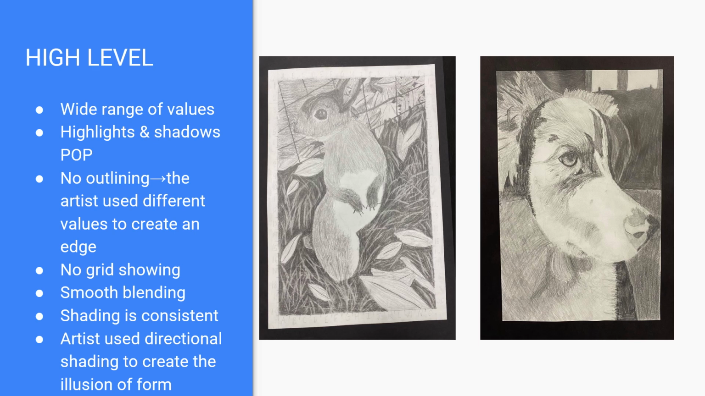And the artist used directional shading to create the illusion of form. So, for example, take a look at the dog on the right-hand side. In order to create that forehead look, you can see how the artist started to shape and curve their pencil lines to create that illusion that the dog's head is round. It's not flat.